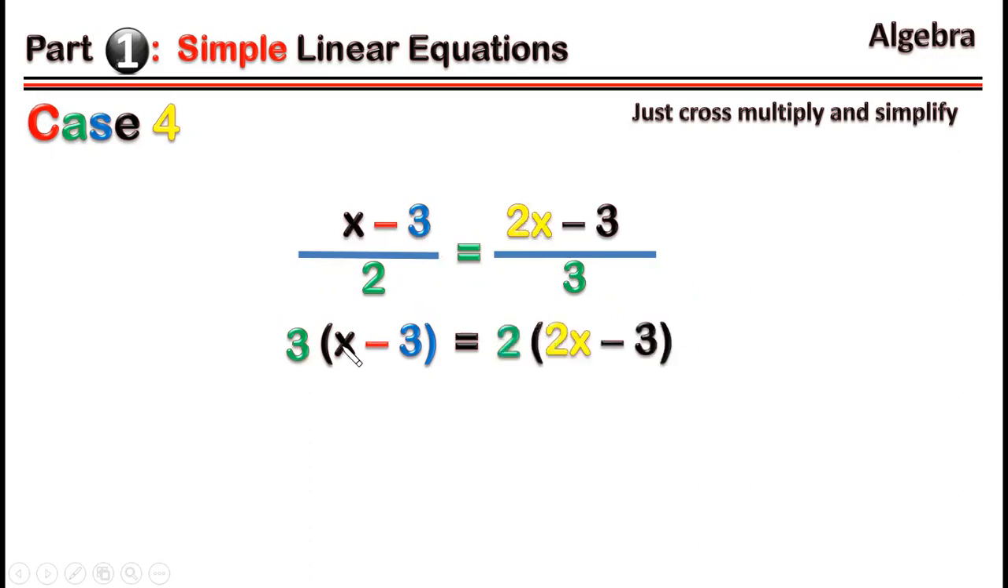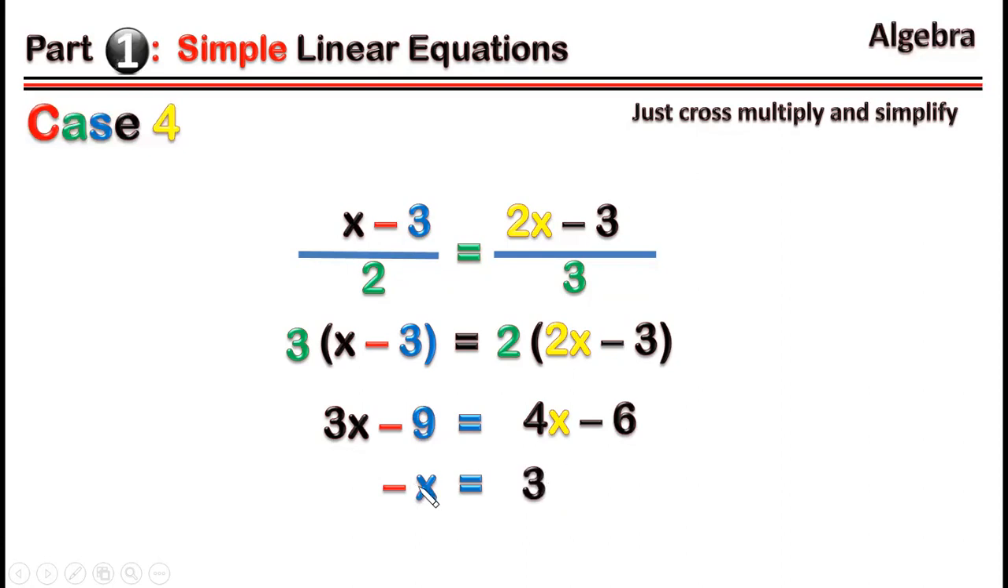We now expand. 3 times x is 3x. 3 times minus 3 is minus 9, which is equal to 4x minus 6. We bring like terms together. So 4x comes to the left-hand side, becomes minus 4x. 3x minus 4x is minus x. And we move minus 9 to the right-hand side, becomes plus 9. Plus 9 minus 6. 9 minus 6 is 3. So we have negative x equals 3.